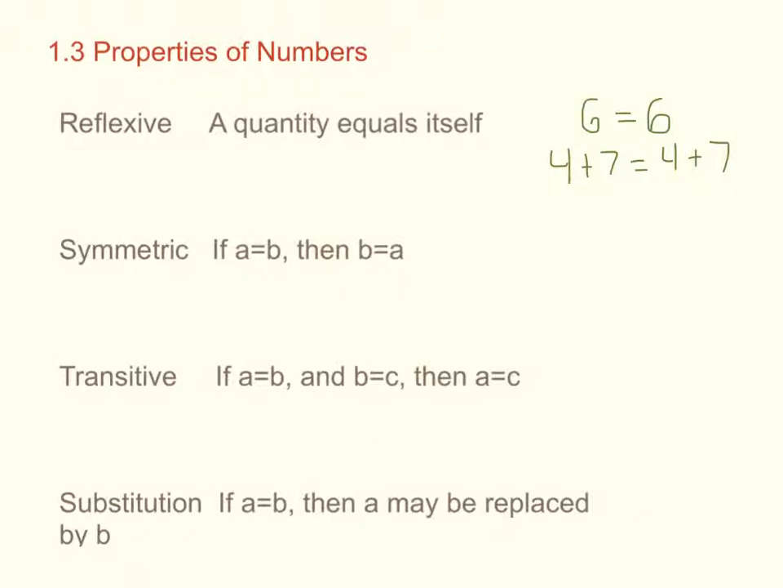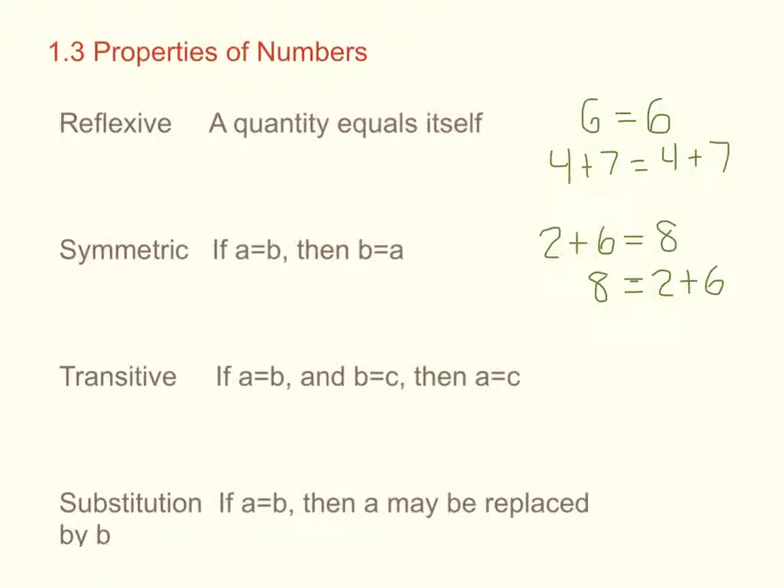Symmetric is a little bit different. Symmetric is saying if I have something like 2 plus 6 equals 8, then it doesn't matter if I say 8 equals 2 plus 6. It's kind of like you're flopping the sides of the equation. So it's different than being reflexive, because reflexive is exactly the same on both sides. But symmetric is not. They're just equal to each other.